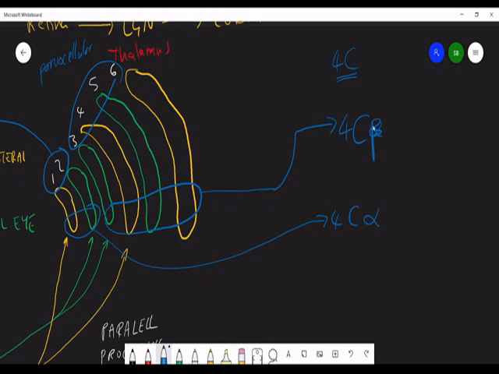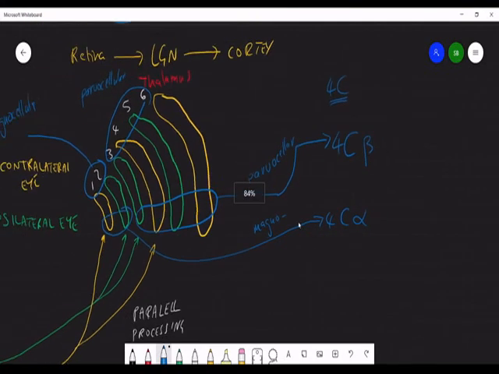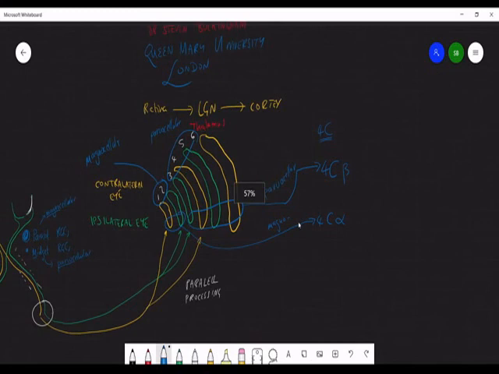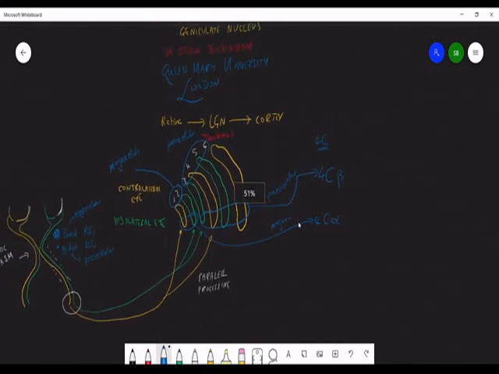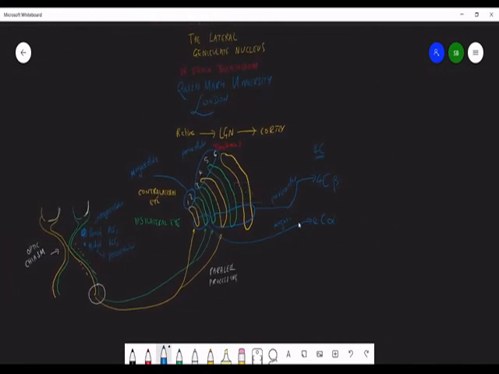So alpha and beta, I'll just rub that out for you. So the parvocellular goes to 4C beta, and the magnocellular goes to 4C alpha. So that then is a very rough, approximate overview of the lateral geniculate nucleus.